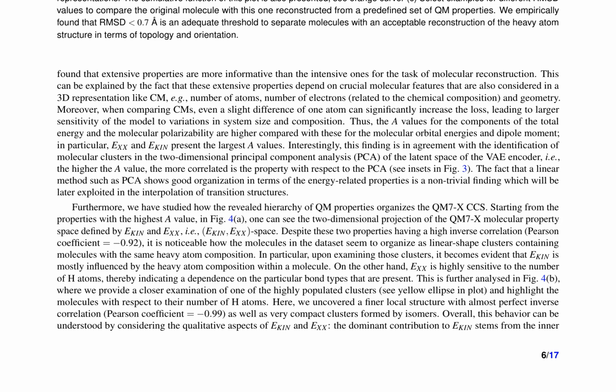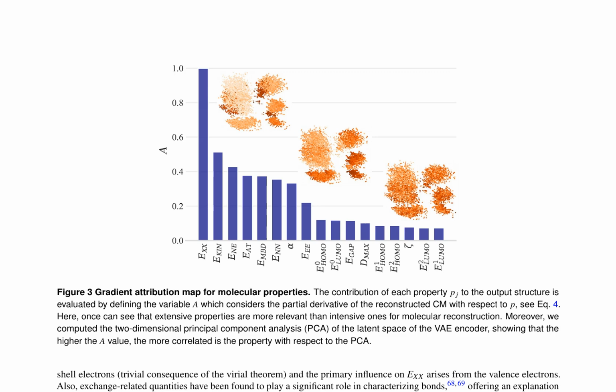This behavior can be understood by considering the qualitative aspects of ECN and EXX, where the dominant contribution to ECN stems from the inner atomic potential, and the correlation between these two properties can be attributed to the balance between the kinetic energy and the exchange correlation energy in the total energy of a molecule. The analysis of molecular properties and their contribution to the output structure is a crucial aspect of this research. Gradient attribution maps are employed to evaluate the relevance of extensive and intensive properties, providing insights into the role each property plays in shaping the final structure.